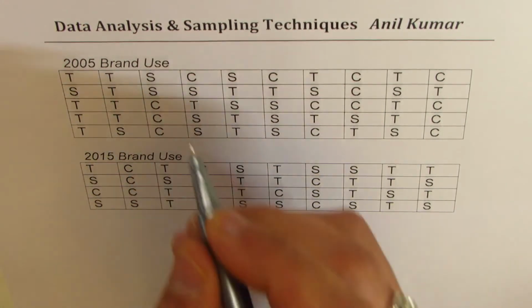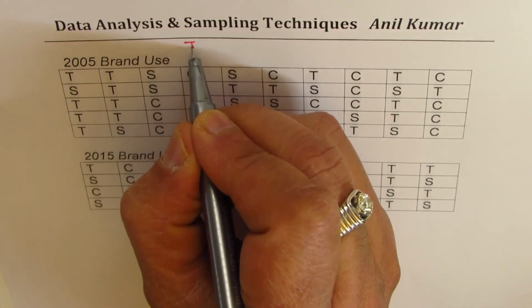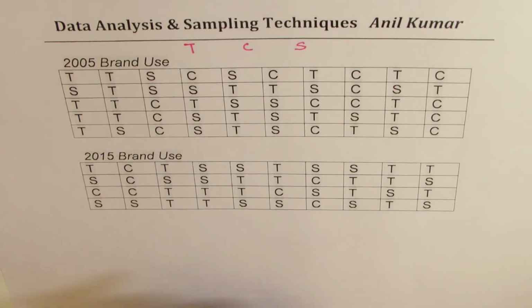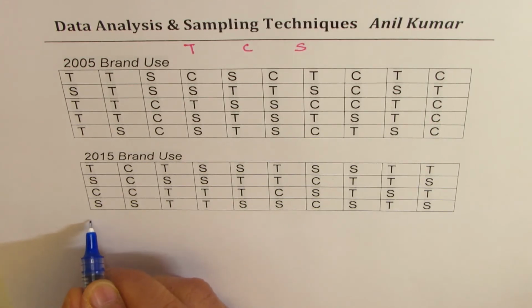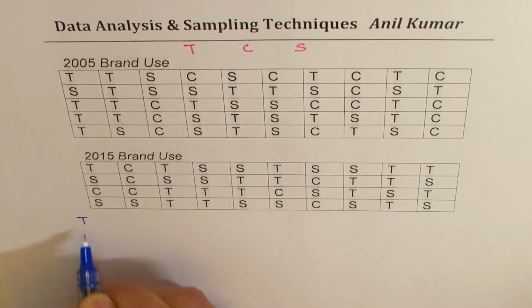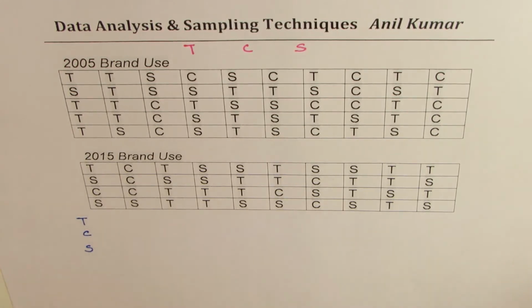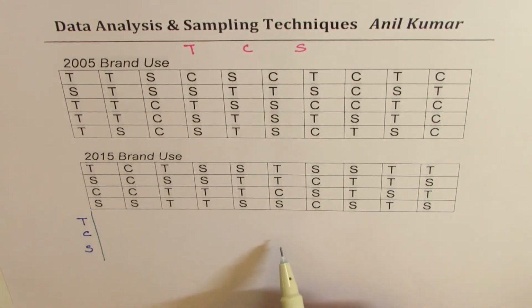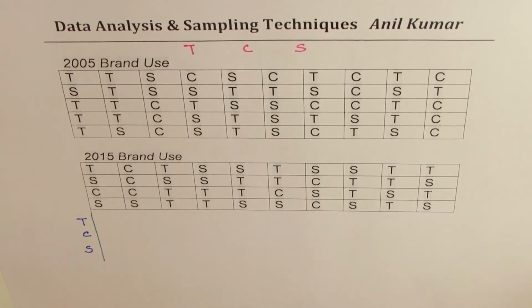So first one, let's talk about the brand. So we have T, C and S, right? We have these three things. So what I will do here is make a table. So we can say the brand T, brand C and brand S. So in this table, we'll count and write the numbers for first 2005, and then we can do for 2015, and then make a circle graph.